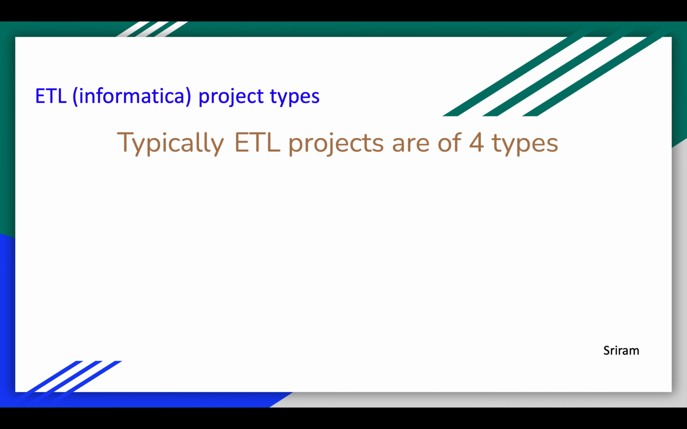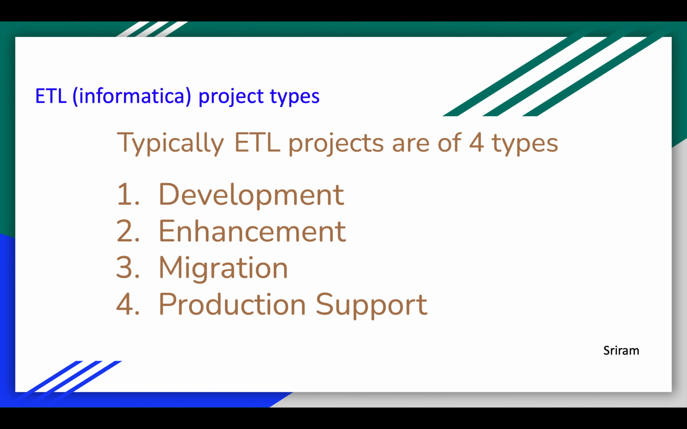There are typically four different types of projects we see in the ETL world: development, enhancement, migration, and production support. Development is when a project is starting just now from scratch. The requirement may be to integrate several different source systems, load them into an integrated data hub, and then build a data warehouse or data mart for end user reporting or decision making. That means we don't have anything in production yet. Development is starting from the beginning.